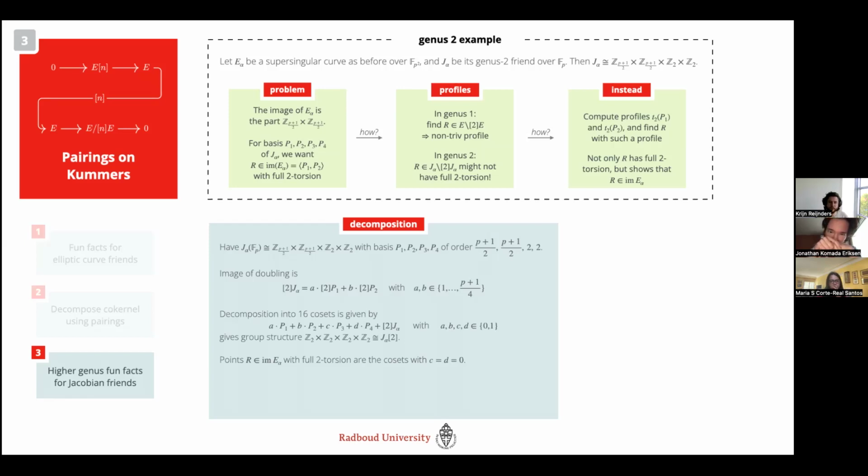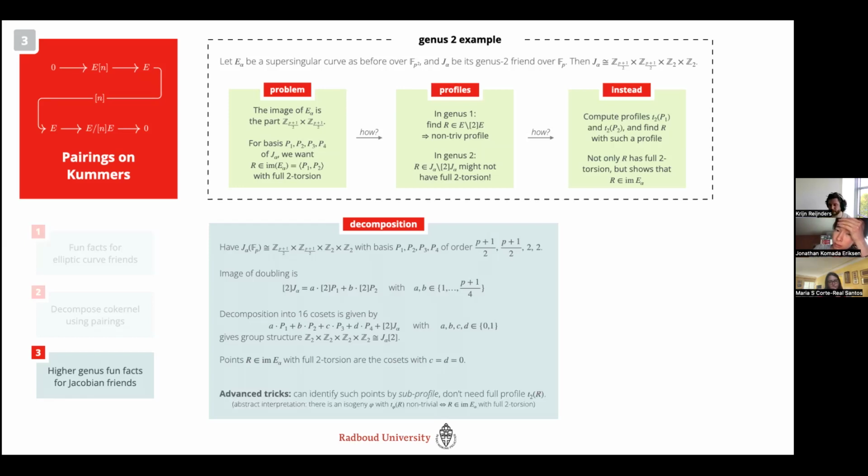So the co-kernel of doubling here is these 16 cosets defined by A times P1, B times P2, C times P3, and D times P4, with A, B, C, D being 0 or 1. And this has a similar group structure actually as the 2-torsion. And then these points that I defined before, being in the image of E alpha, are precisely those in the cosets with C and D equal to 0, which matches up with what they said before. It's P1 plus the doubling, or P2 plus the doubling, or P1 plus P2 plus this doubling.